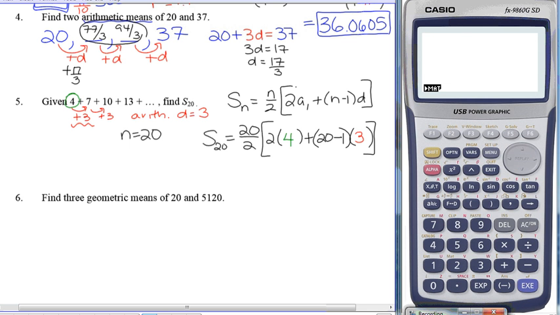Now I just need to evaluate this on my calculator. I have 20 divided by 2. I'm going to put that in parentheses because it's a fraction. And then I have 2 times 4 plus, I'm doing 20 minus 1 times 3. I think it's easier to just do 19 times 3 rather than worry about another set of parentheses. And that gives me my sum of 650. So that's the answer, 650.